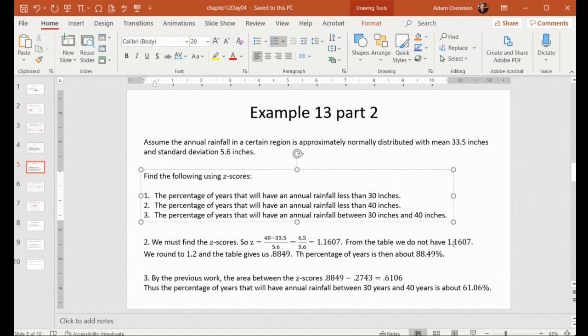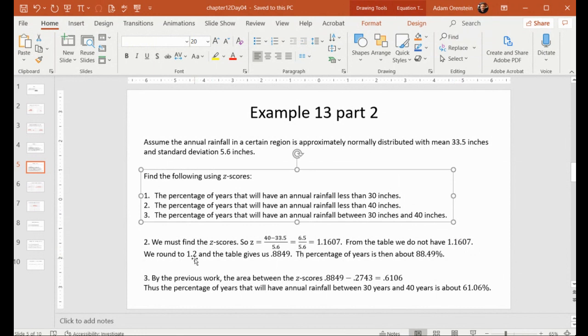But again, 1.1607 was not in the table, so we rounded to 1.2, and we got 0.8849 from the table. We wanted a percentage, so we converted it. So about 88.49% of the years have less than 40 inches of annual rain. So the percentage of values that have an annual rainfall less than 40 inches is about 88.49%.